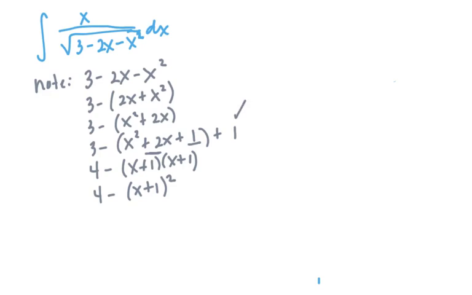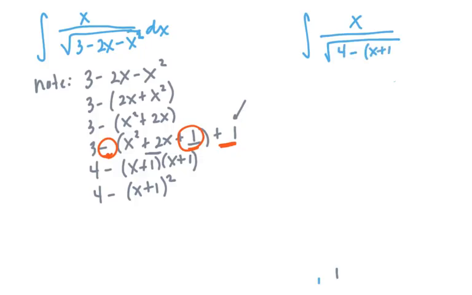This is probably the tricky part because there's a minus out here. So this minus right here says that technically I'm adding a negative 1. When I distribute, that's a negative 1, so I need a positive 1 to balance it. So we can rewrite this problem. We can rewrite this problem to say the integration of x, and in the bottom now I have 4 minus x plus 1 quantity squared dx.